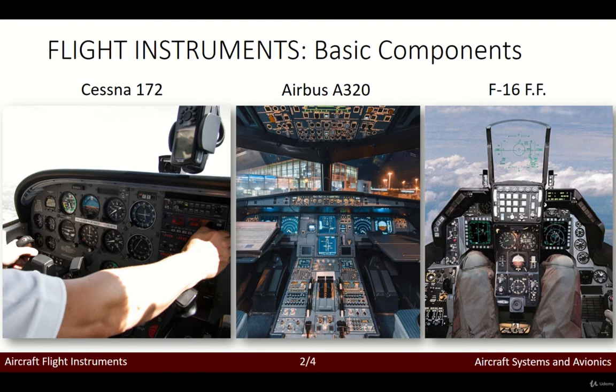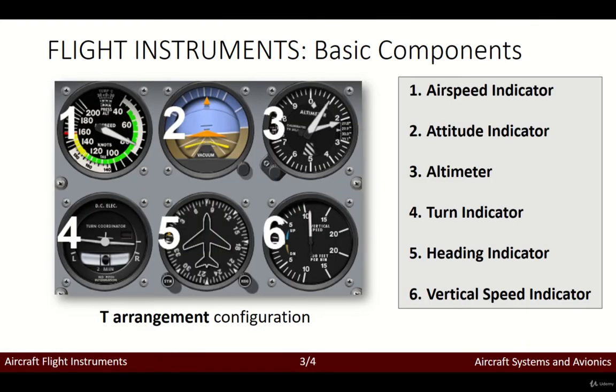Right, so let's go to the point. The basic components that we will study in this course are the following: airspeed indicator, this one over here, the attitude indicator, then we have the altimeter, the turn indicator, the heading indicator, and the vertical speed indicator.